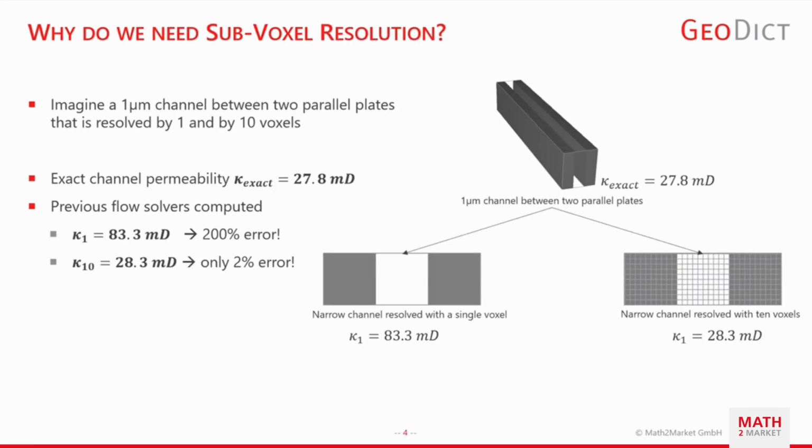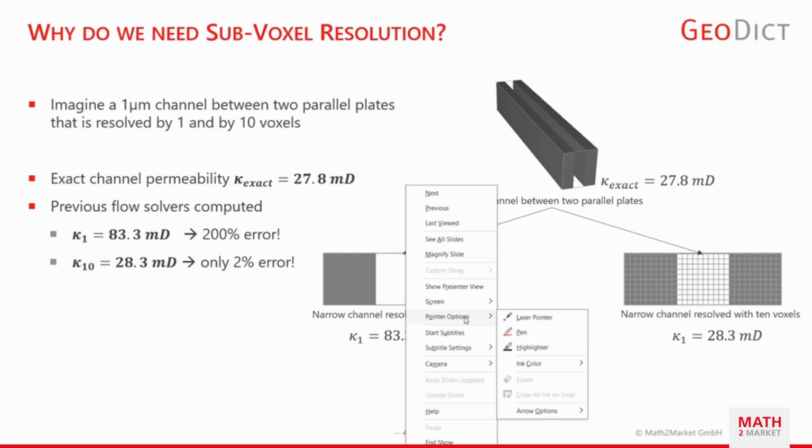So now that I'm mentioning resolution, one of the things that we thought of in GeoDict was to include the so-called sub-voxel resolution for the absolute permeability prediction. I'll try to give you an example of how this works and why it's important.